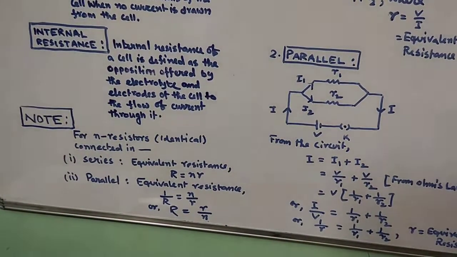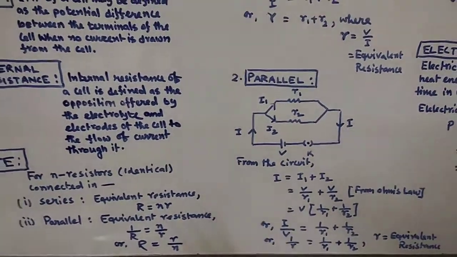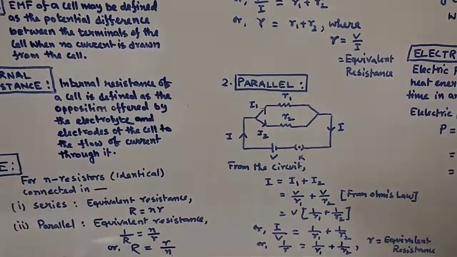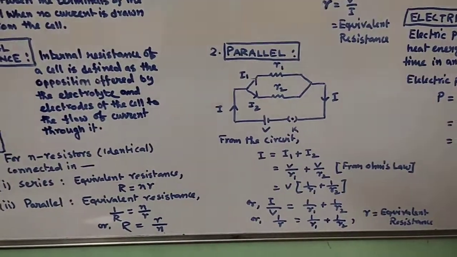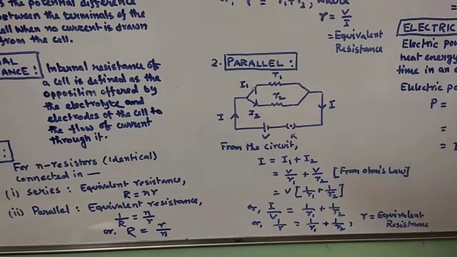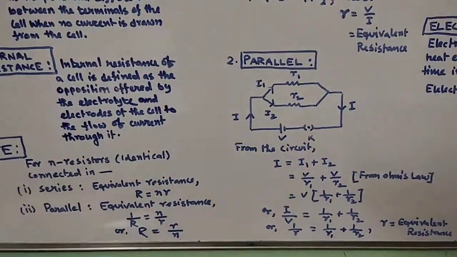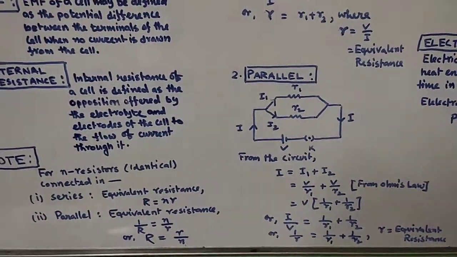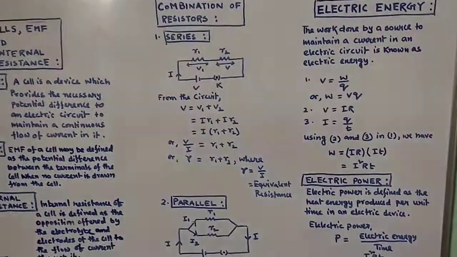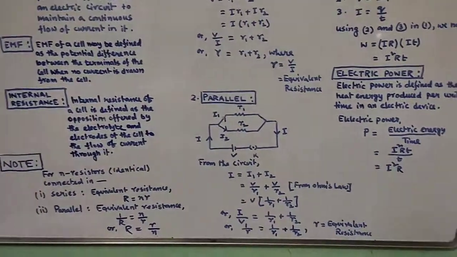So n sets of resistors, and each resistor has resistance small r, connected in parallel. So the equivalent resistance will be 1 by R equals n by r. So capital R equals r by n. So you have seen that in parallel the equivalent resistance decreases, whereas in series the equivalent resistance increases. So this is all about the few topics that we have discussed in this class. More we will discuss next class.